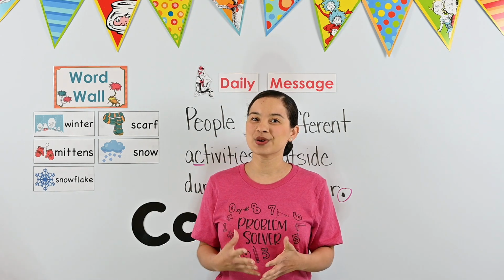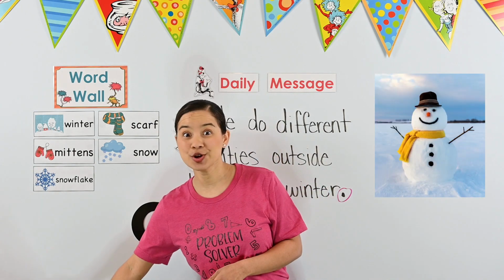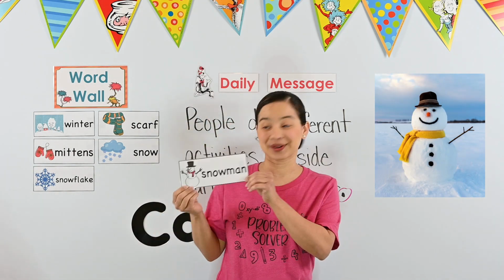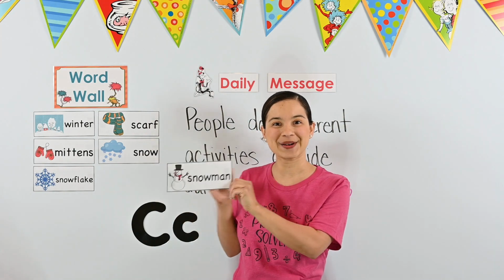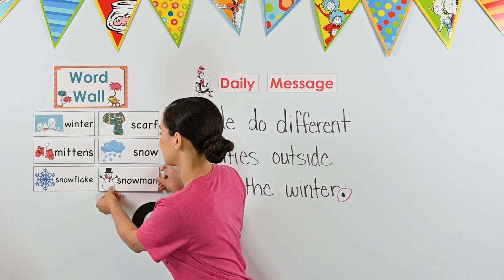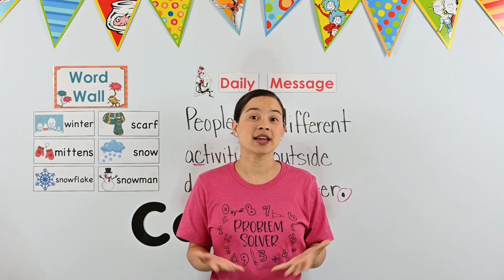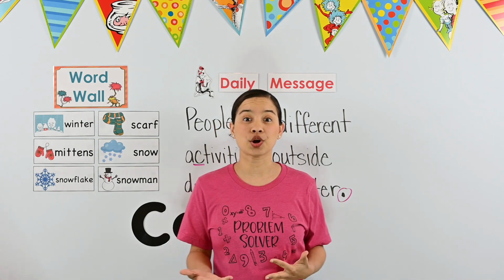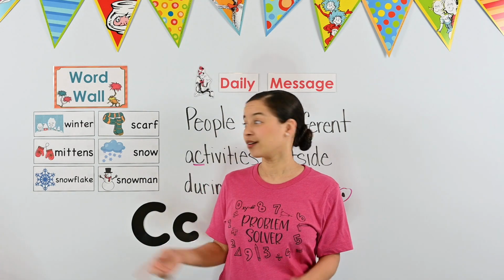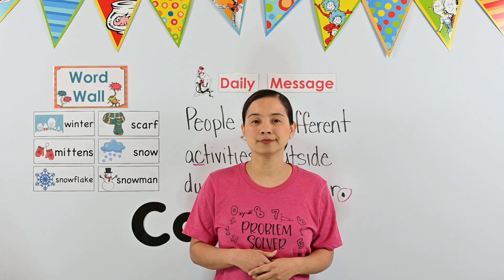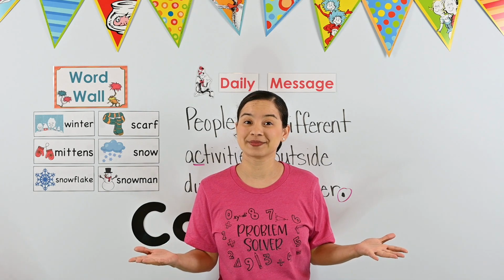And there's one thing I've always wanted to do. Make a snowman. That's our word of the day. Snowman. Let's put the word snowman on our word wall. There we go. So we said that outside in the winter, we can play in the snow. We can make snowballs or snow angels. We can go sledding or skiing. We can make a snowman. What are some other things we could do outside when it's the winter time?